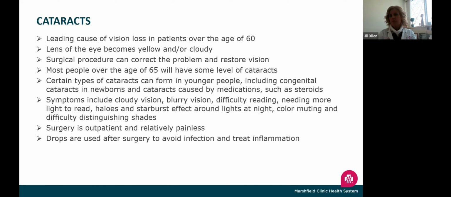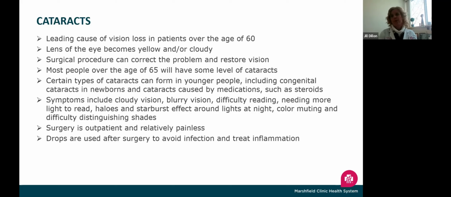And so sometimes that will happen, but the vast majority of people who have cataracts are the folks who are over the age of 65 or so and just developing what we consider to be a normal age-related cataract. Cataract surgery is outpatient. It's relatively painless. You usually go home in a couple hours. You can stop for lunch on the way home. I mean, it's certainly a very straightforward surgery.